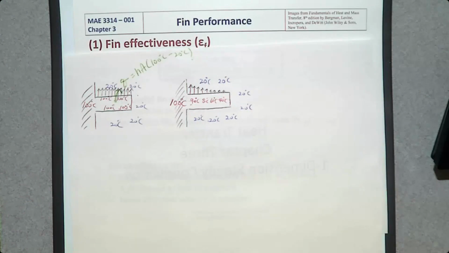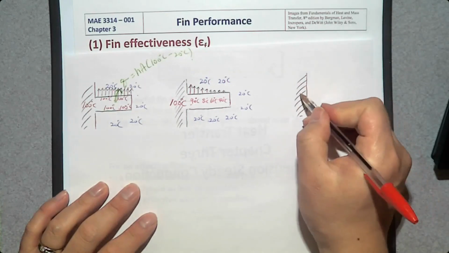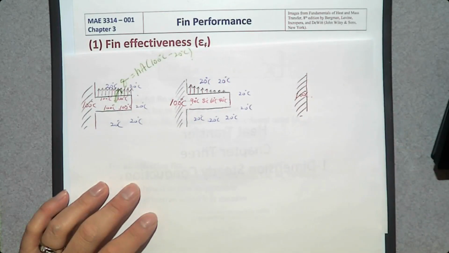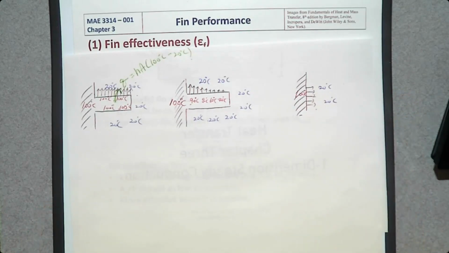Then what is the worst case in terms of heat transfer when we don't have a fin? Then the surface is going to be 100 degrees Celsius, and there's a heat transfer to the surrounding fluid in this way. The ideal case, the actual fin, and this is the worst case in terms of heat transfer because we don't have a fin. So if you want to compare whether a fin is useful or not, you can compare this one and this one.